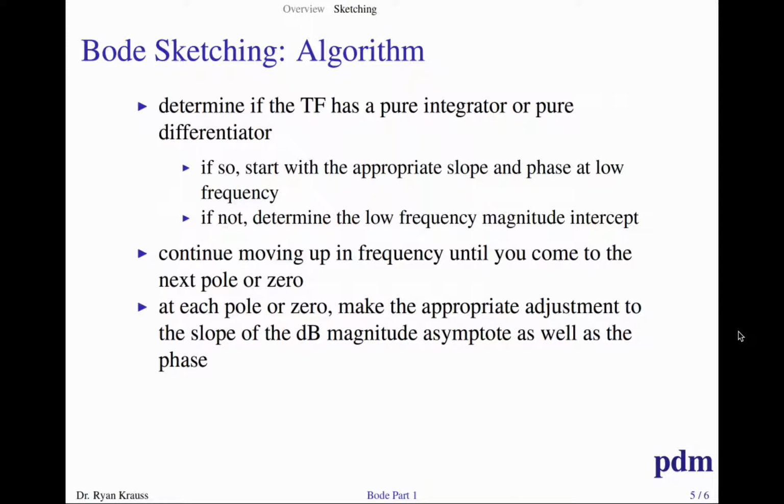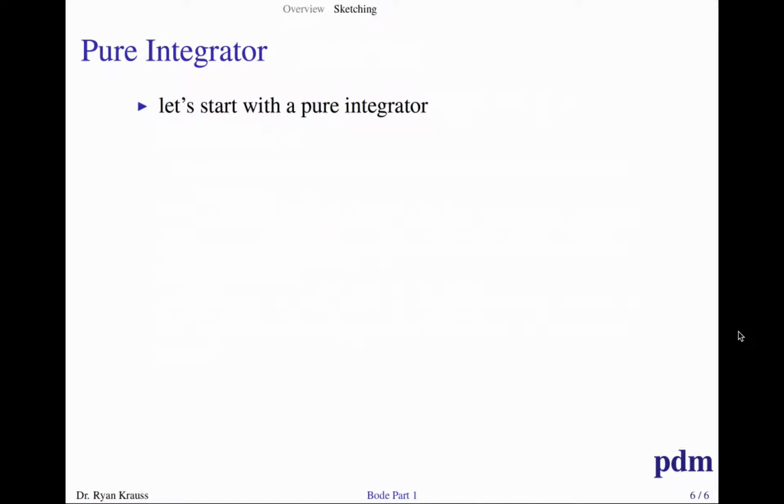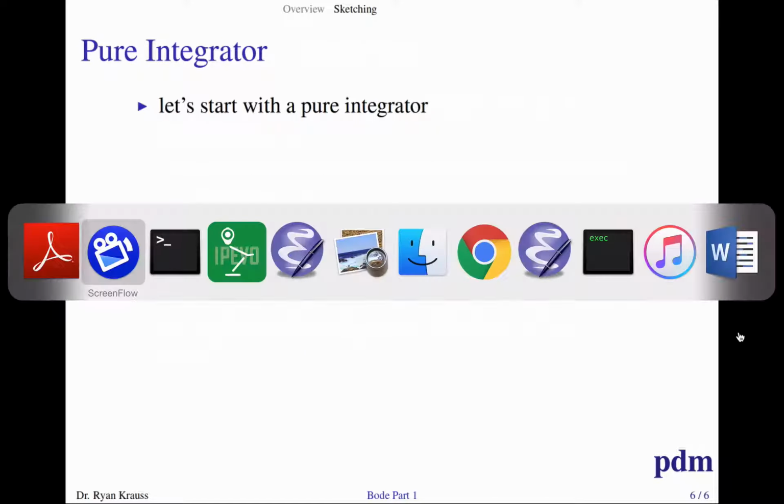And then you just move up in frequency until you come to the next pole or zero, and at each pole or zero, you figure out what type. We're talking first order, second order, and then is it a zero or a pole, and make the appropriate adjustments to the slope of your magnitude and the value of your phase, and that's kind of all that it takes. So let's get started with the first of our 6 building blocks.